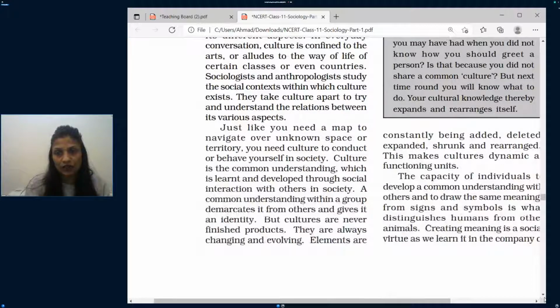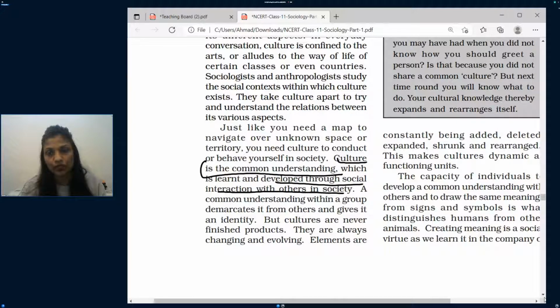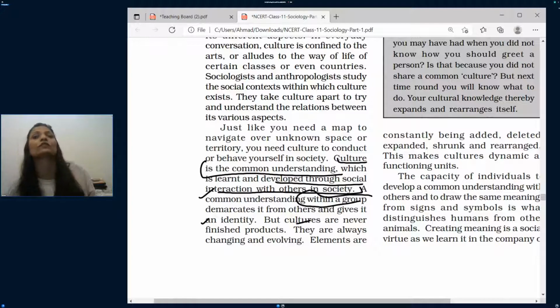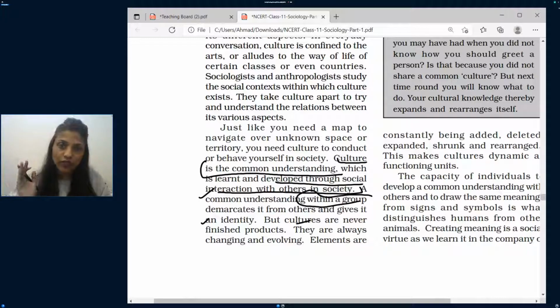So culture, which we know, is the common understanding which is learned through social interaction with others in society. It is a group within a group which has different ways of doing things, which gives them identity. And this culture is not a finished product. For example, we know there are proper rituals and functions associated with religion or with marriage, and we also know how marriage is evolving. So culture cannot be stagnant.